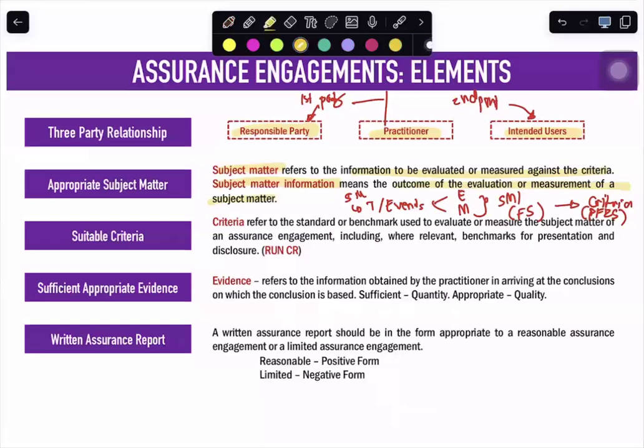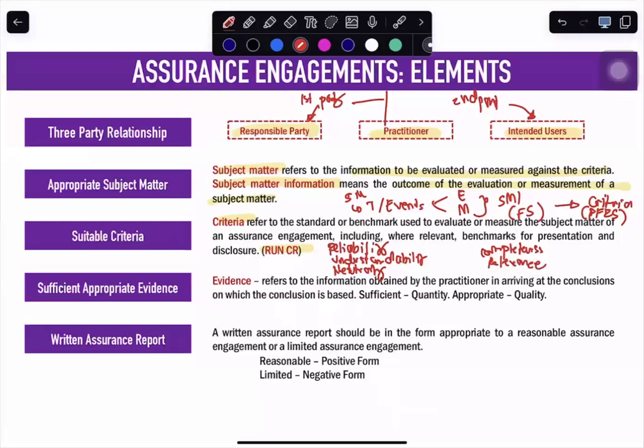Next, what is a criteria? A criteria refers to the standard or benchmark used to evaluate or measure the subject matter of an assurance engagement, including, where relevant, benchmarks for presentation and disclosure. And normally, for the characteristics of a suitable criteria, we use our mnemonic RANCR. What is RANCR? First, it is reliable, so reliability. Next, understandability. Next, we have neutrality. And then we have completeness. And we have relevance.